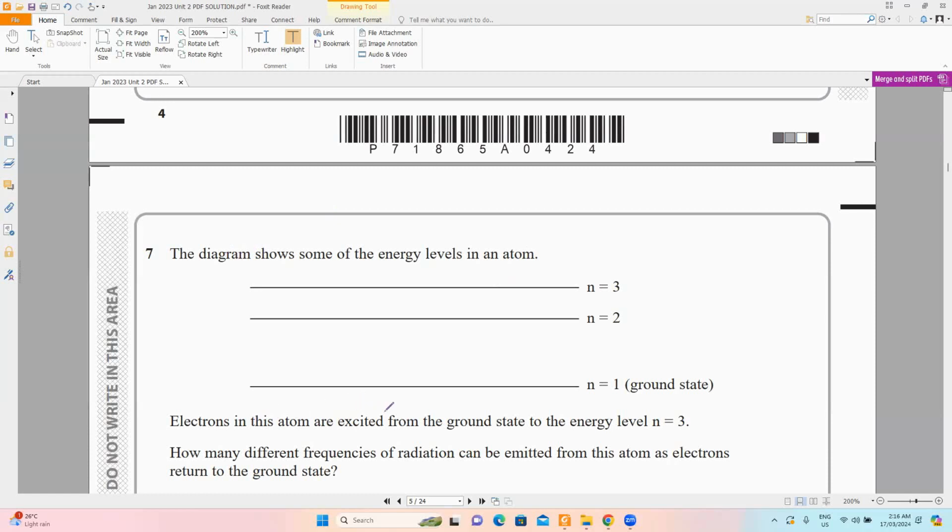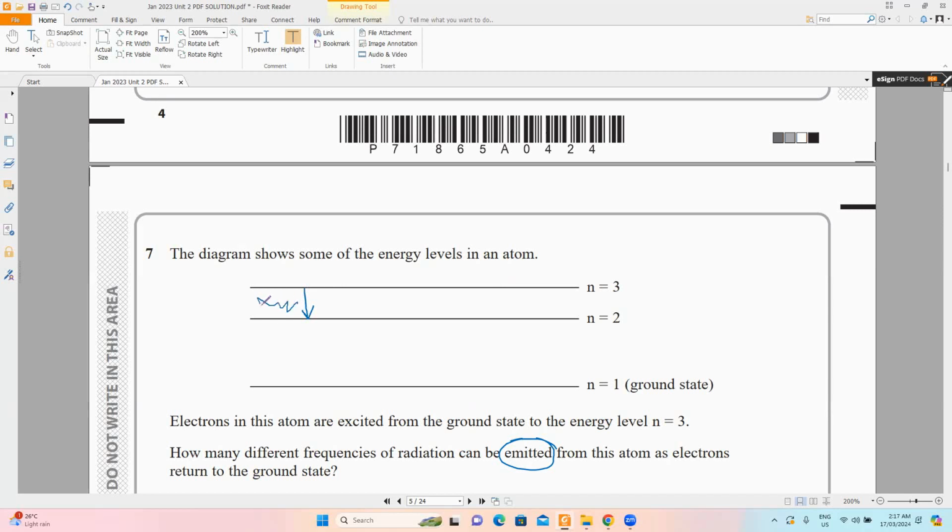Electrons in this atom are excited from the ground state to the energy level 3. How many different frequencies of radiation can be emitted? Focus on the word emitted. So the electron has already been excited to level 3, N3. So how many ways can it drop down? It can directly drop down from N3 to N2.